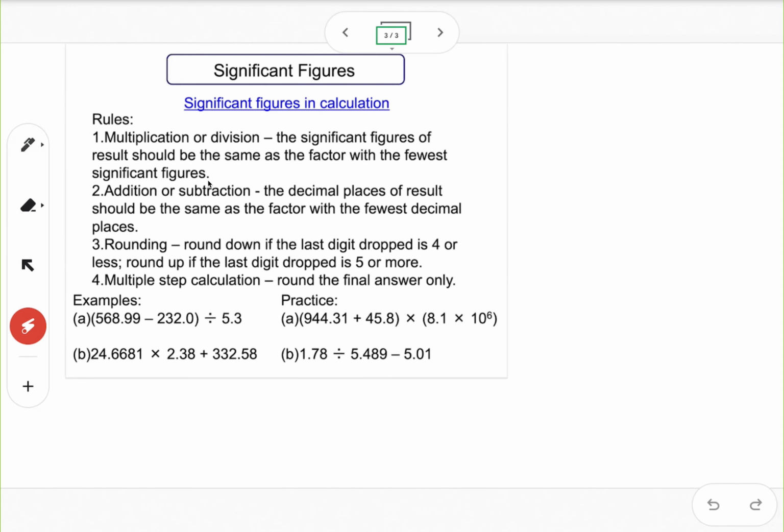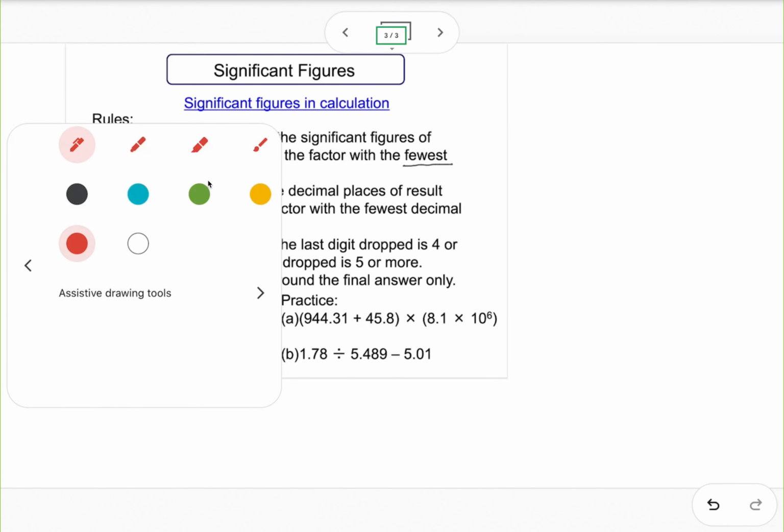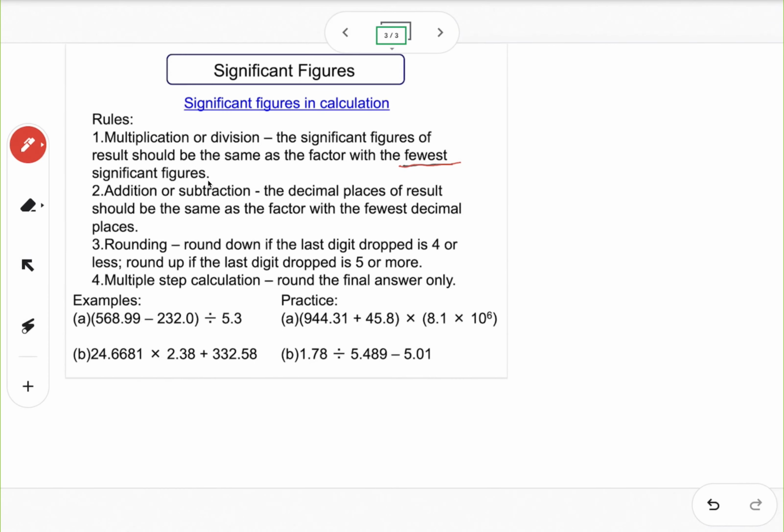Let's go through all of the rules before we talk about examples. Rule number 2, if you are doing addition or subtraction, then we should follow the decimal places in this case. The decimal places of the result should be the same as the factor with the fewest decimal places. Can you see the difference between rule number 1 and rule number 2? Rule number 1, let me use the red color to highlight. You need to use the number with the fewest significant figures. But rule number 2, you need to check which number has the fewest decimal places. Okay, so that's the difference.